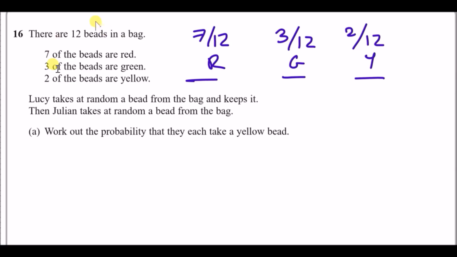Now, next bit. Lucy takes at random a bead from the bag and then keeps it. So that means the 12 will drop to 11. Then Julian takes at random a bead from the bag as well. Now work out the probability that they each take a yellow bead.